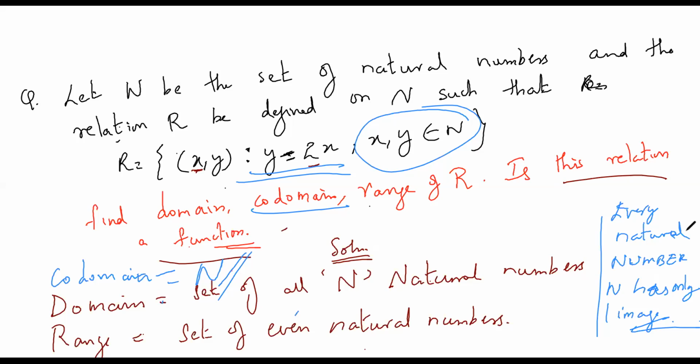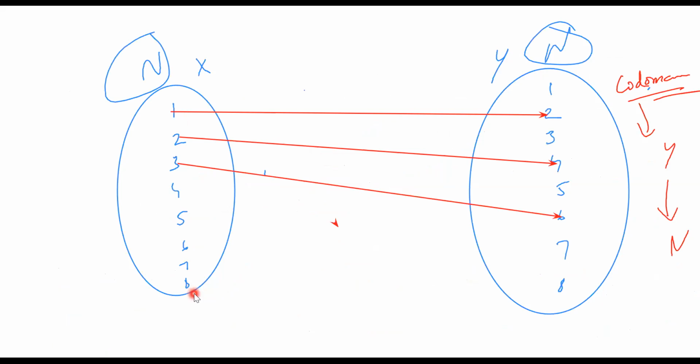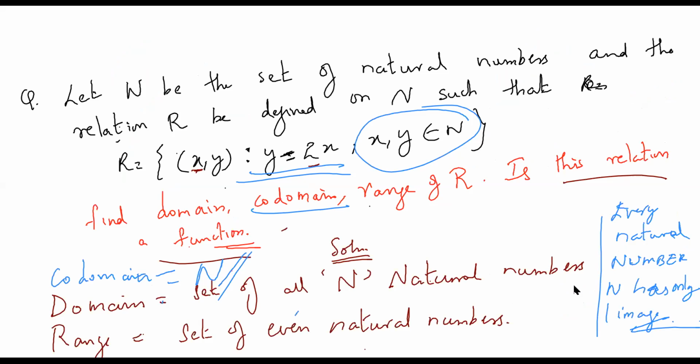Okay. Yeah, I'll just repeat the entire thing. Okay, fine. So guys, this question is very simple. Let N be the set of natural numbers, and the relation R is defined on N such that R is equal to x comma y, where y is equal to 2x. So first thing, you draw this. Natural numbers 1, 2, 3, 4, 5, 6, 7, 8 on both sides. Correct? And what is our question? y is equal to 2x.